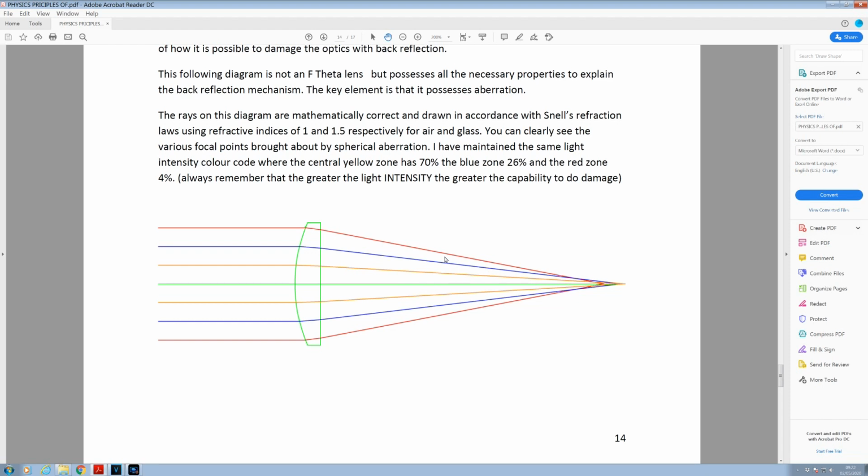This is using lens theory, which, as I said, I'm not deriding. What I'm saying to you is that lens theory does not go as far as lens practice. So here we can clearly see that lens theory will show us the way in which the focal points do not coincide. And this aberration is exactly what we get with the F-theta lens.